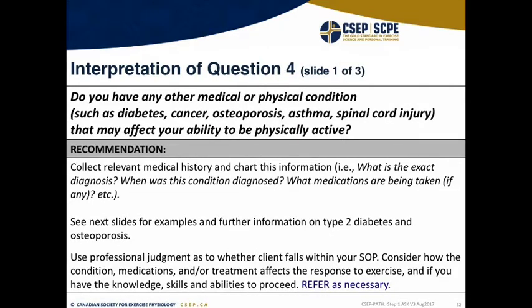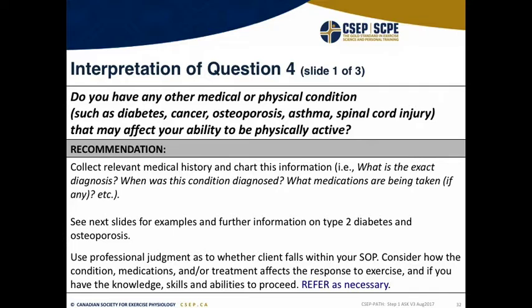So last but not least is question 4 that asks if the client has another medical or physical condition that may affect their ability to be physically active. So this is one where right away their initial answer may determine whether you would refer the client to the CSEP CEP or another healthcare professional. So if a client answers that they have multiple health conditions, then they should be referred to an appropriate exercise professional or health professional.